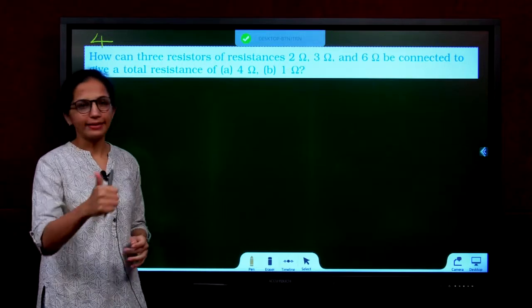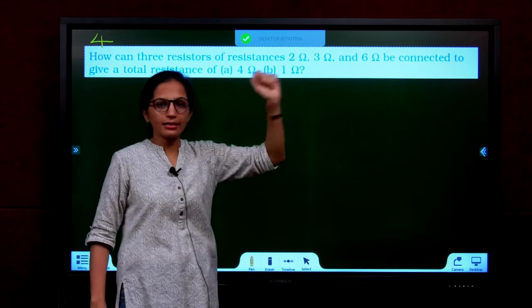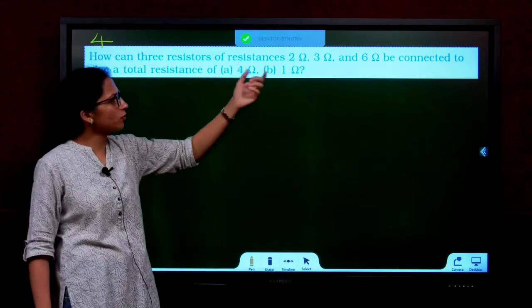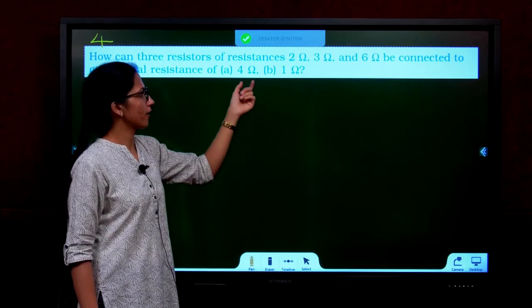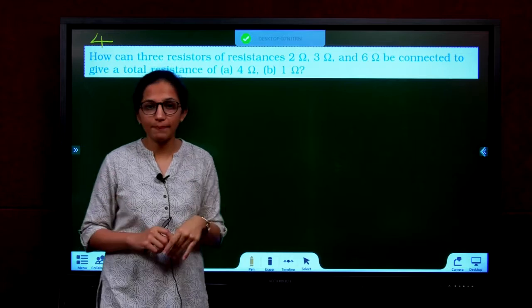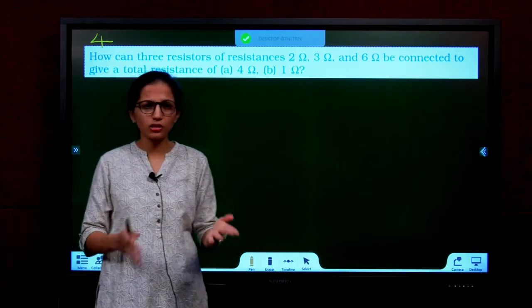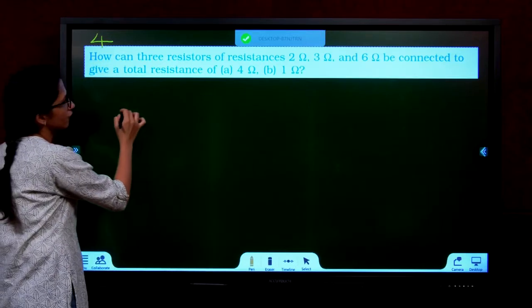Do you agree? Yes. 2, 3, 6. 6 is the highest. If I had any value more than 6, I could say, oh, it can be series. But I have 4. It is somewhere in between. That means it is a mix of series and parallel. We will try both the combinations. Whichever gives the answer, that is the combination.